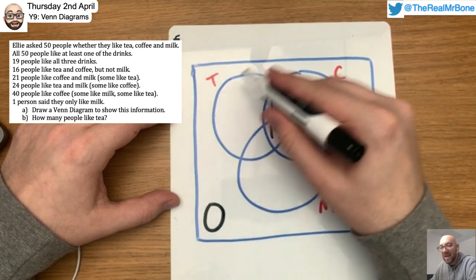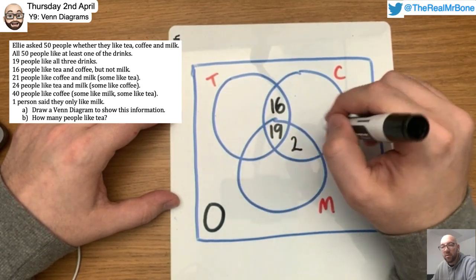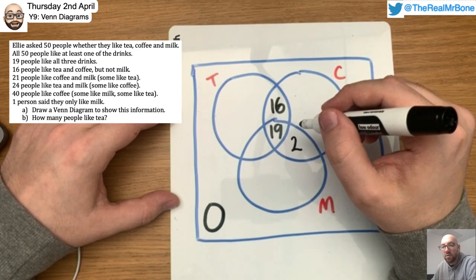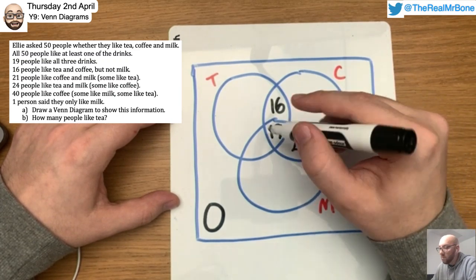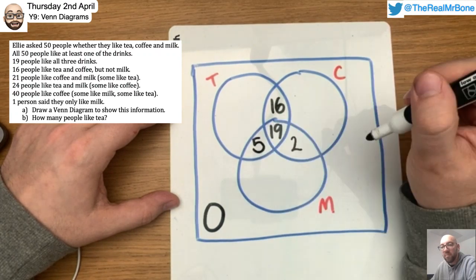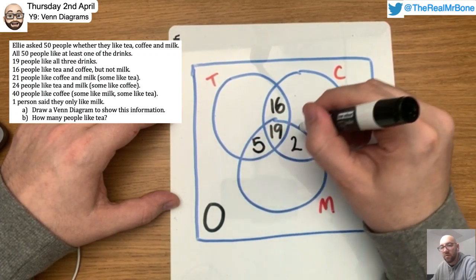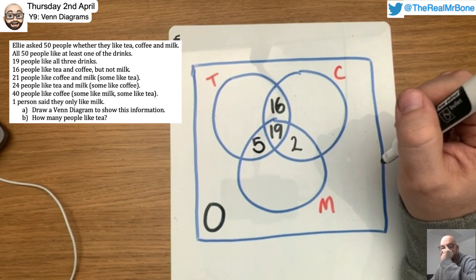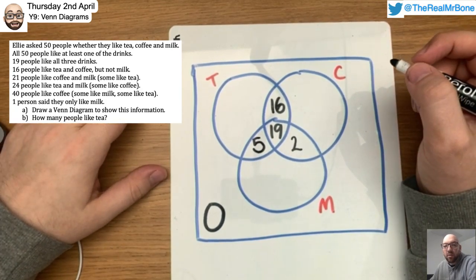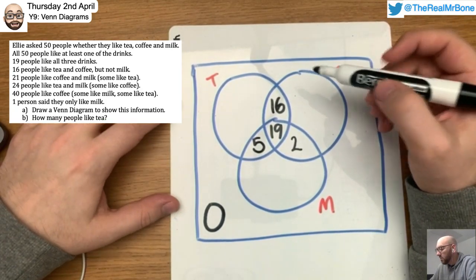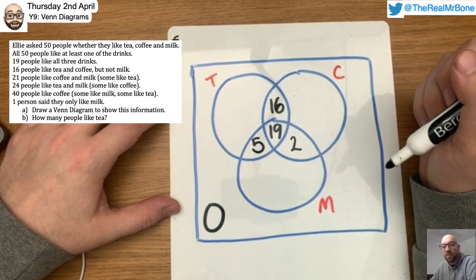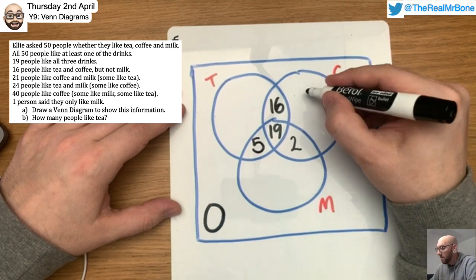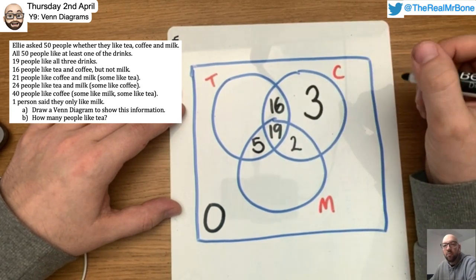24 people like tea and they like milk. Some like coffee. Well, 19 of them like coffee. That means we're missing 5 more people to make up to the 24 section. 40 people like coffee. Well, 16 add 19 is 35. Add 2 is 37. That means 3 people are over here.